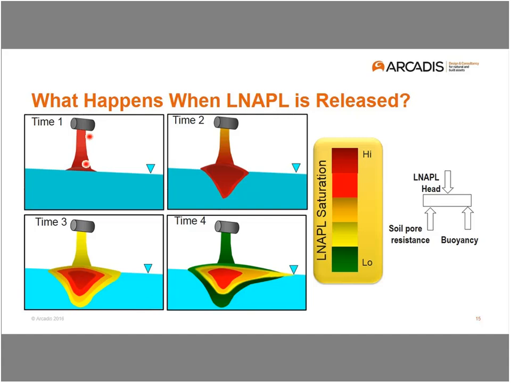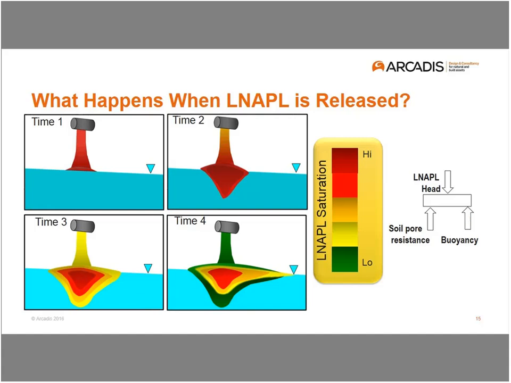It migrates down through the vadose zone, just due to gravity, and gets to the water table where it starts to spread laterally. And the reason it spreads laterally is because at the point it reaches the water table, there's some pressure, some LNAPL head, forcing the LNAPL downward, and resisting that downward migration into the saturated soil is soil pore resistance and the buoyancy of the LNAPL. Remember, LNAPL is a lighter than water non-aqueous phase liquid.